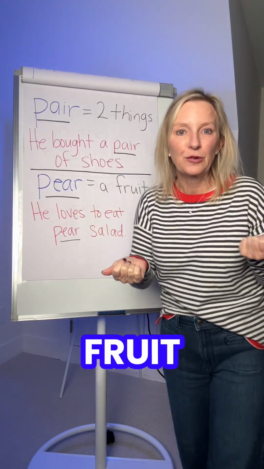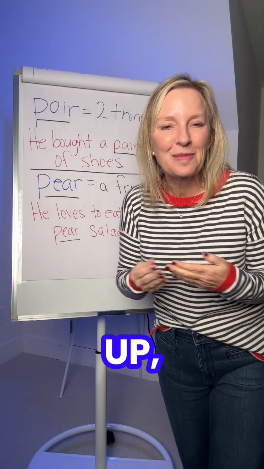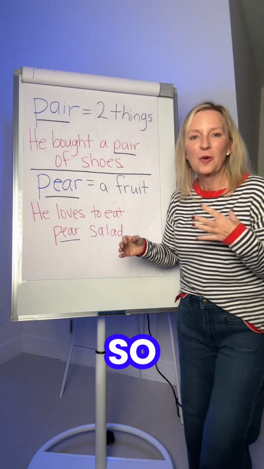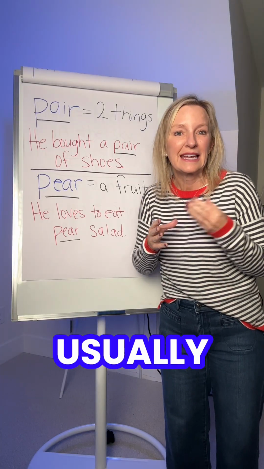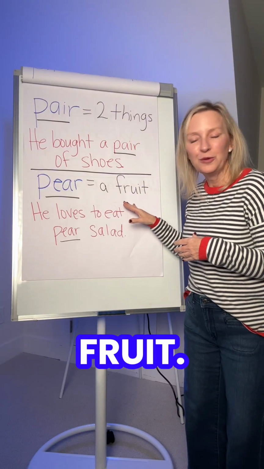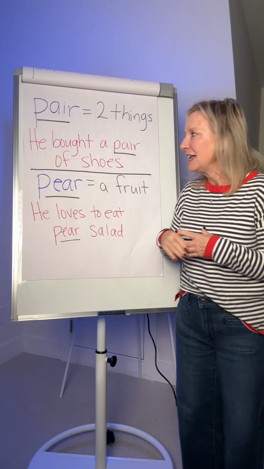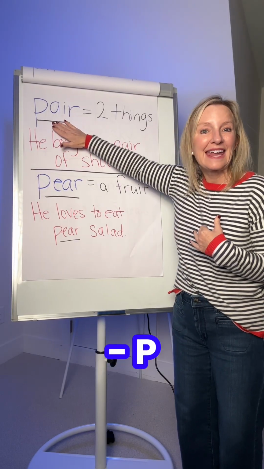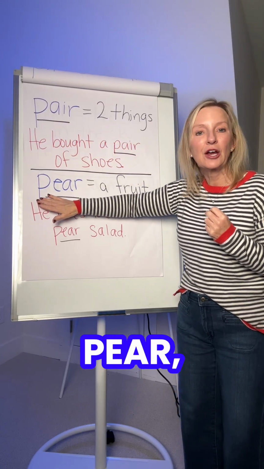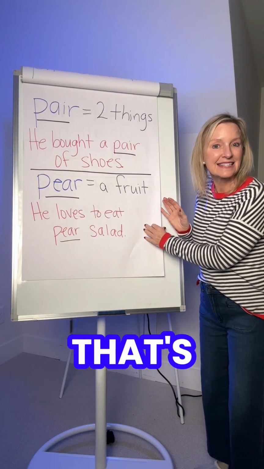Maybe you have this fruit in your country, maybe you don't. When I was growing up, we had a pear tree in our yard. So pears are usually either yellow or green. So it is a fruit. He loves to eat pear salad. So pair, P-A-I-R, means two things, and pear, P-E-A-R, means a fruit. And that's the difference.